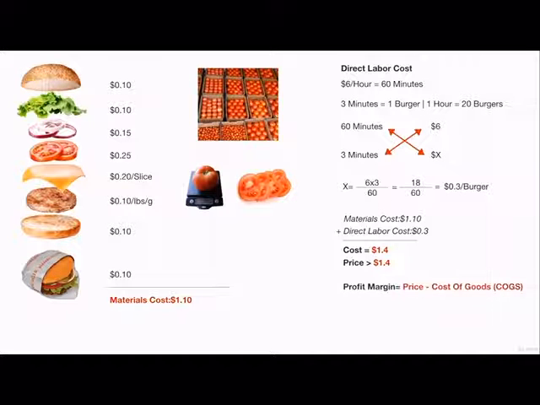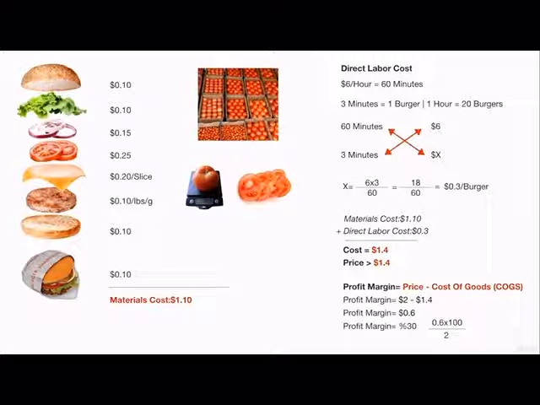Now, let's assume that we are going to sell this burger for $2, which brings us to the next concept, which is called profit margin. Profit margin is how much money you make on selling one burger. Profit margin equals your price minus your cost of goods. In this case, profit margin equals $2 minus $1.40, which equals 60 cents. And that's equal to a profit margin of 30%.